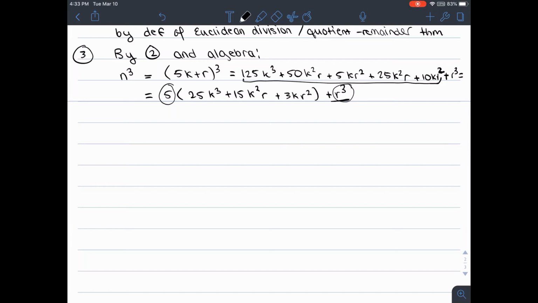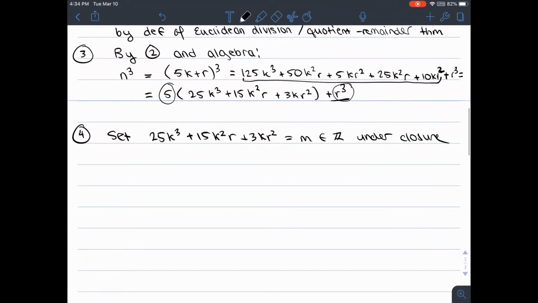Now there are multiple ways to do this and continue solving the problem, all of which are correct, but I'll just do it by mods. But first, let's set 25k cubed plus 15k squared r plus 3kr squared equal to some m element of integers, under closure of integers under addition and multiplication.